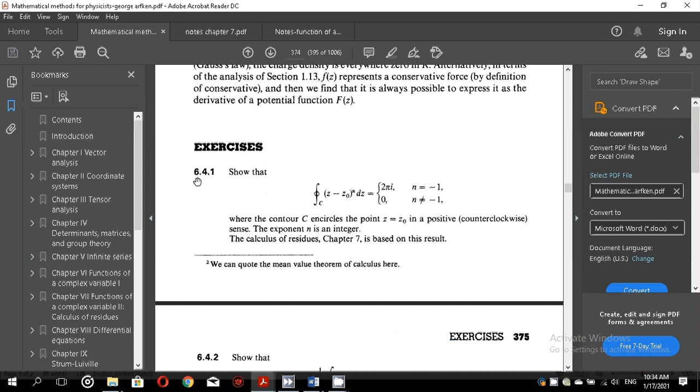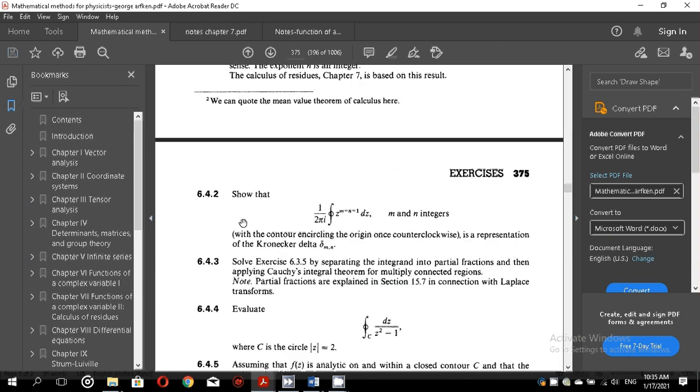Okay, so this is the exercise 6.4.1. Show that the integral of (z minus z naught) to the power n dz is 2 pi i when n is equal to minus 1 and is equal to 0 if n is not equal to minus 1. So this exercise has also been solved on the pages, and this is the next exercise 6.4.2, to prove that 1 over 2 pi i times the contour integral of z to the power m minus n minus 1 dz gives the Kronecker delta function.